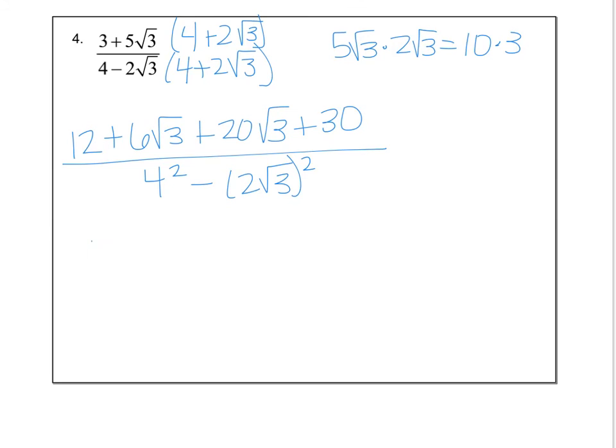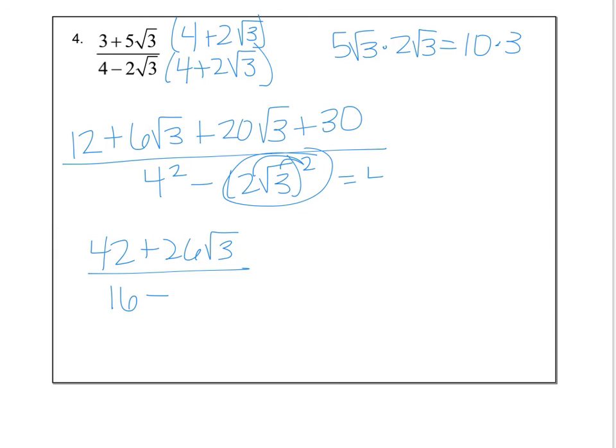So on the top, I'm going to get 42 plus 26 radical 3. Then the bottom's going to turn into 16 minus, when you square this, please make sure, we talked about this yesterday, square both parts. You're going to get 4 times 3, which is 12. And then we're going to have 42 plus 26 radical 3 over 4.